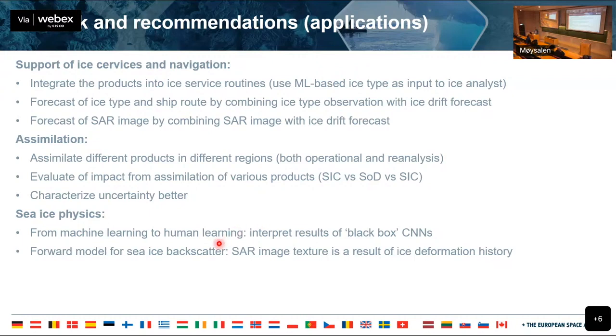And then from machine learning to human learning, we have to interpret these results of the black box CNNs to understand better the relation between input features and the informativeness. And eventually, we need a better model for sea ice backscatter so that we can simulate SAR, because we already have quite good ice models, and with inversion technique, we can probably do better than a simple machine learning.